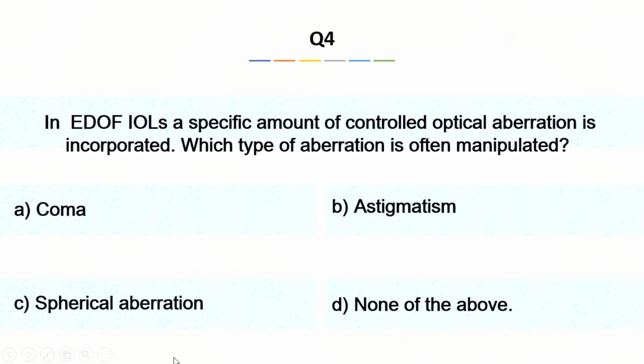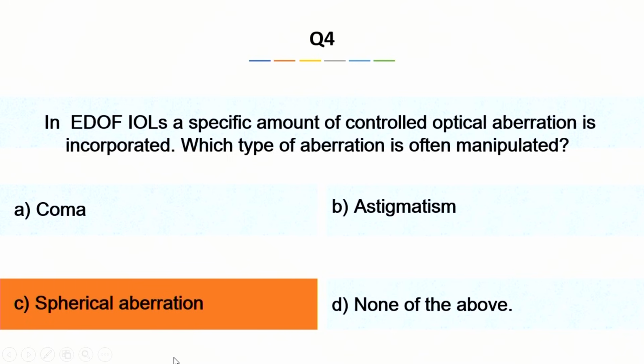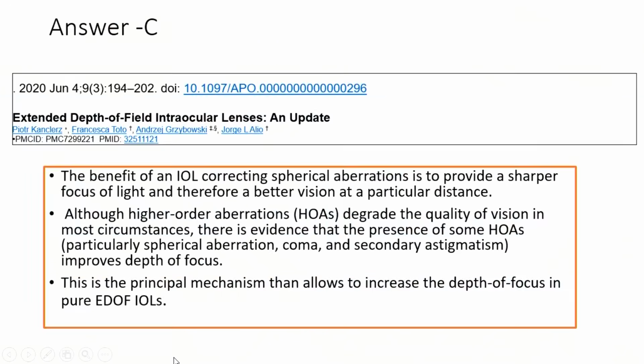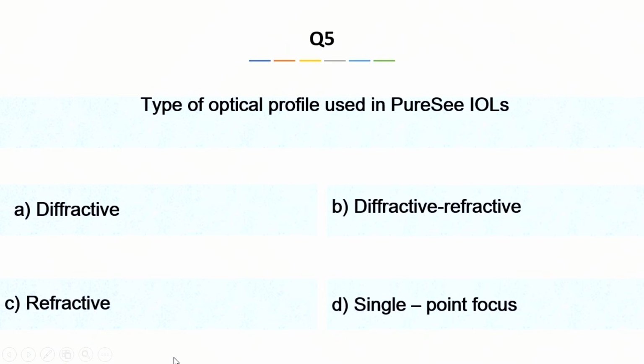The next is, in EDOF IOLs, a specific amount of controlled optical aberration is incorporated. Which type of aberration is often manipulated? Can you tell your name, please? Spherical aberration. Correct. The type of optical profile used in PureC IOLs, again, this was already mentioned earlier, is diffractive, refractive, or what's called diffractive hybrid, or is it only purely refractive, or a single point focus?